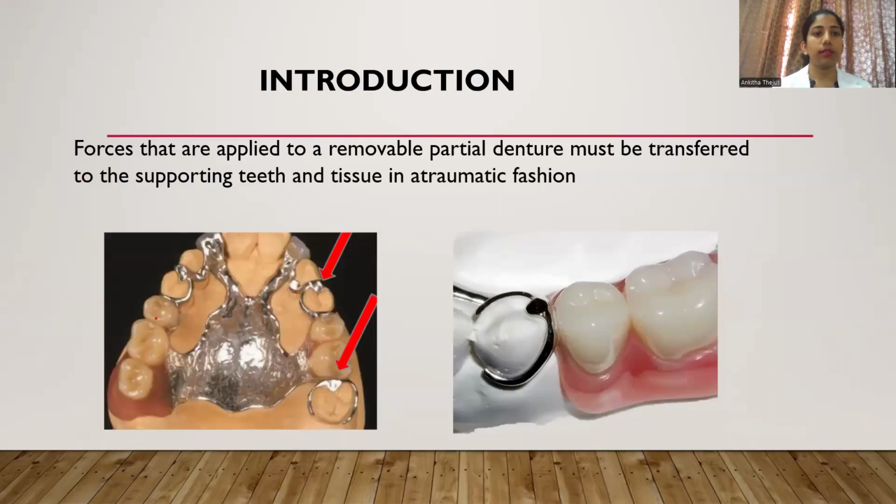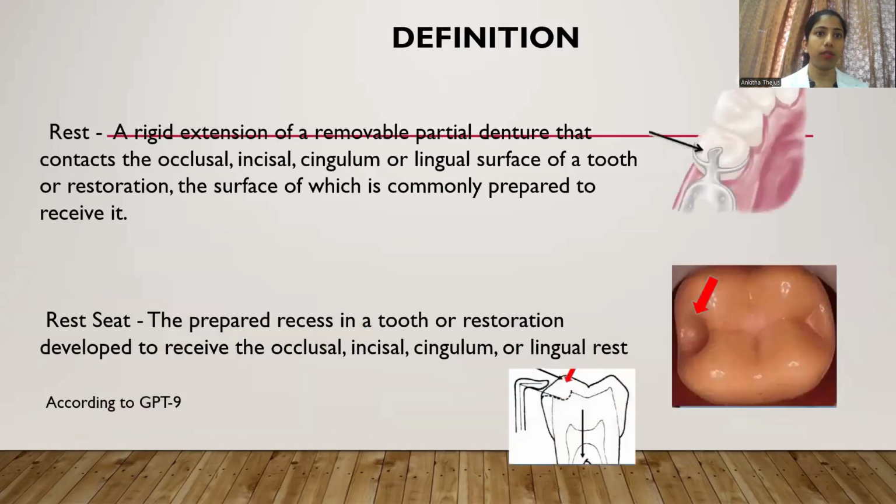So, a rest is a rigid extension of a fixed or removable partial denture, which prevents movement towards the tissue or the mucosa and transmits forces directly along the long axis of the tooth. Rest was introduced in the year 1899 by Bonwill.